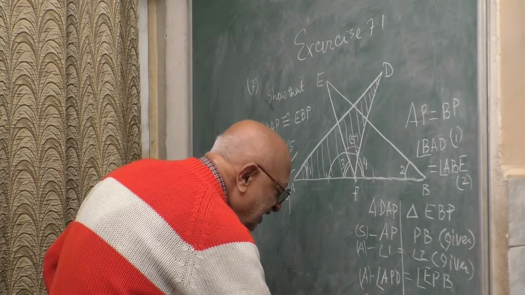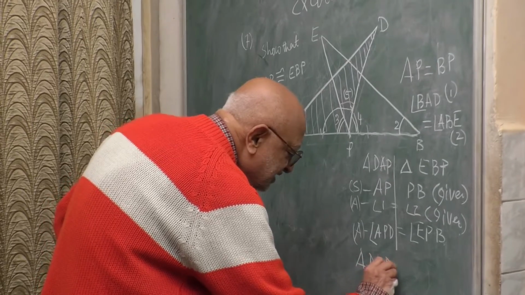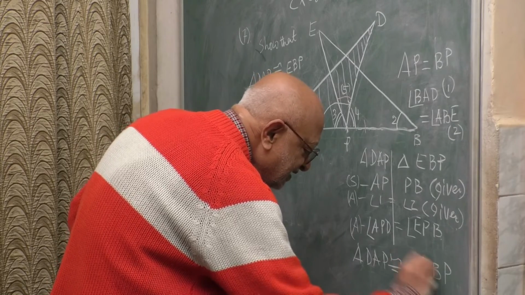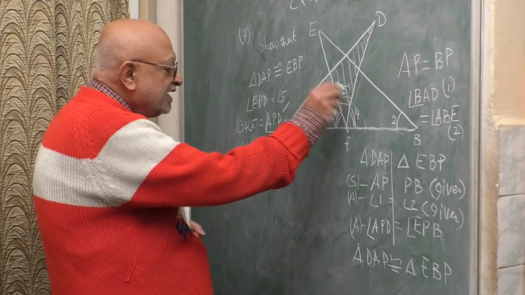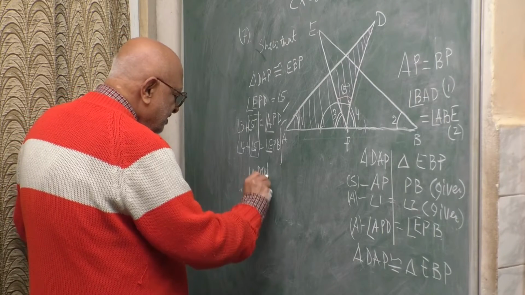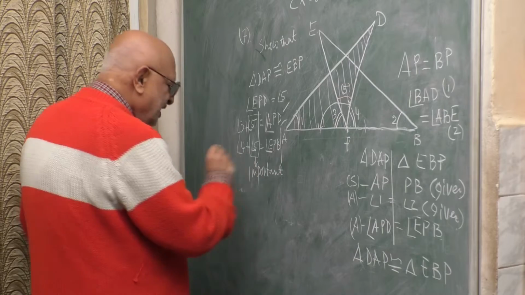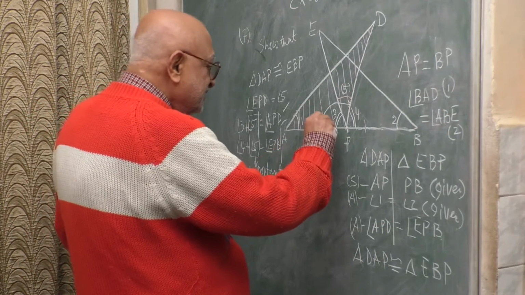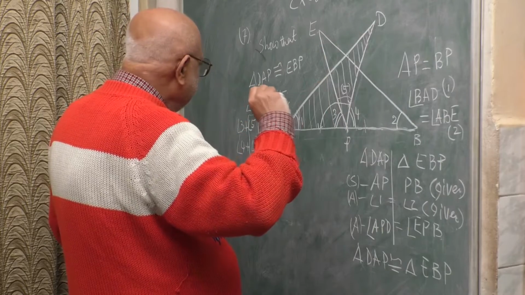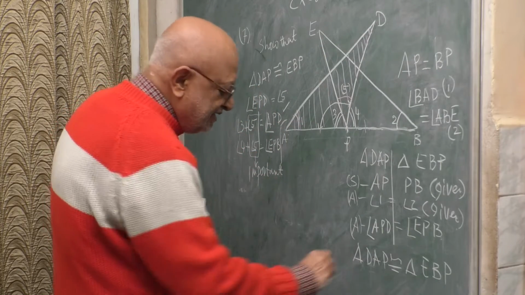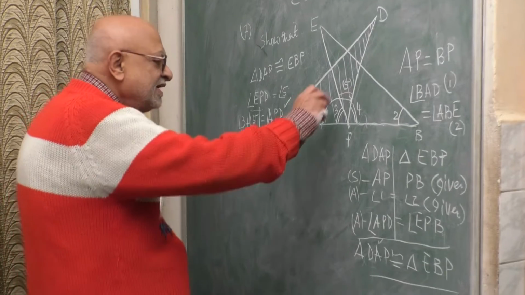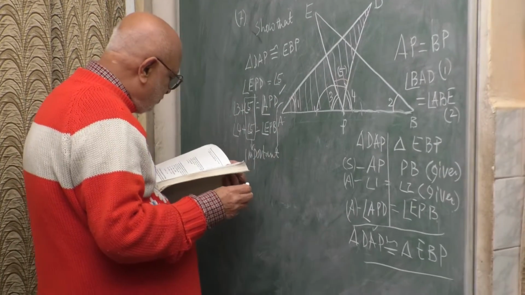That triangle DAP is congruent to triangle EBP. Do you understand that addition of angle 5? This addition is important in order to convert angle 3 into an angle of this triangle, angle DAP. So these are congruent. Once I have been able to prove an angle congruent, both are the same.